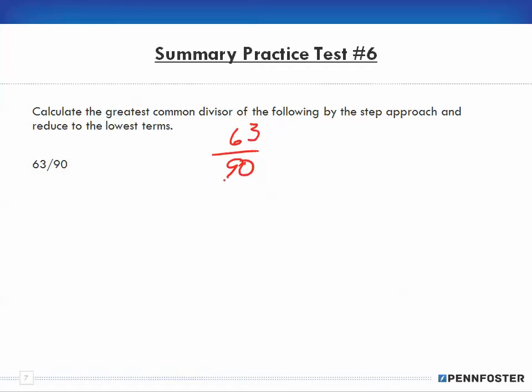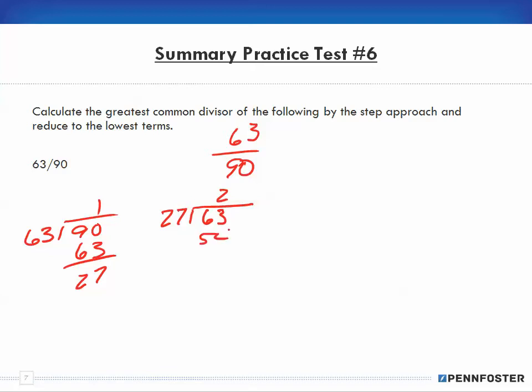I want to know what the greatest common divisor is going to be using the step approach. So let's work through that. I take my 90 and I divide by 63. Well, 63 can go into 90 one time. That gives me 63. Subtract, and I have 27. Now 27 becomes my divisor, and I'm going to divide that into the 63. 27 into 63 goes 2 times, so that's 54, and that leaves me with a remainder of 9.